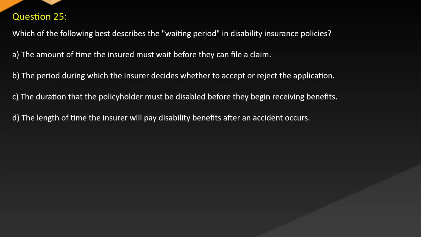Question 25. Which of the following best describes the waiting period in disability insurance policies? A. The amount of time the insured must wait before they can file a claim. B. The period during which the insurer decides whether to accept or reject the application. C. The duration that the policyholder must be disabled before they begin receiving benefits. D. The length of time the insurer will pay disability benefits after an accident occurs.